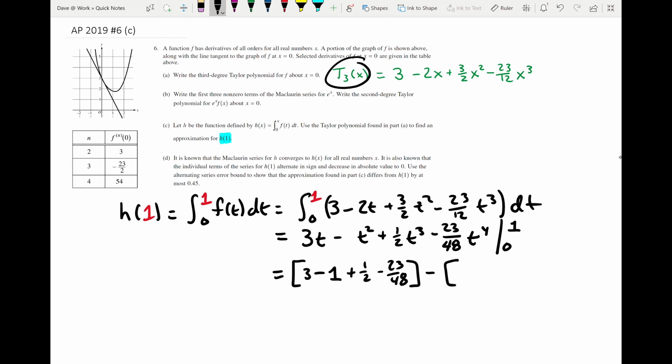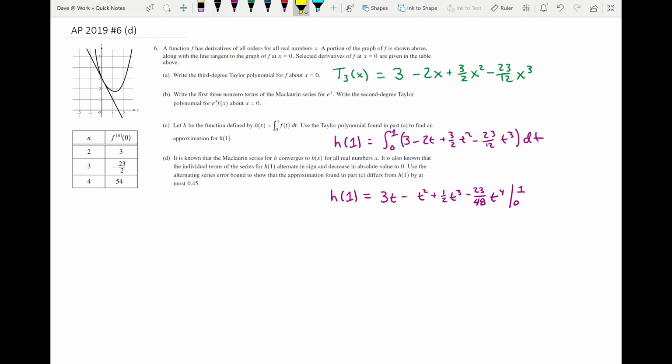And as we subtract 0 into all the pieces, well, do we even need to write that? So let's just erase that. We don't even need the brackets here, and just figure out that all of that, 3 minus 1 plus 1/2 minus 23/48 works out to be exactly 97/48. Again, from an AP perspective, you could have stopped here, but it sure is prettier if you write it as 97/48.